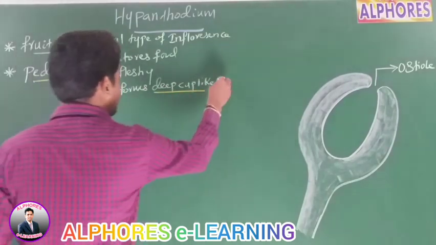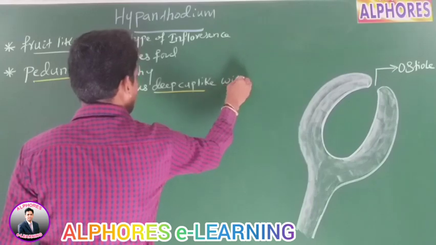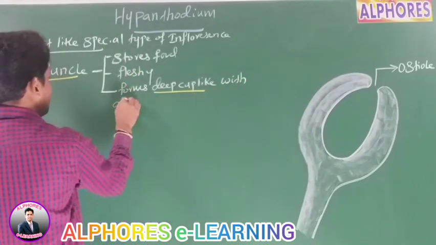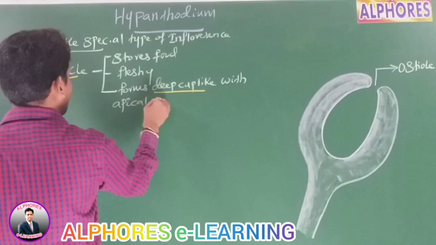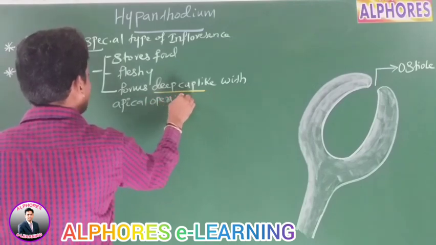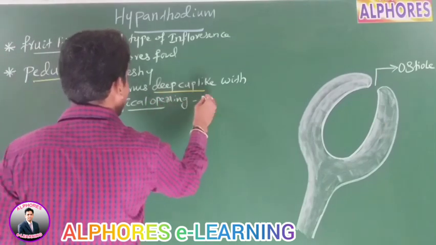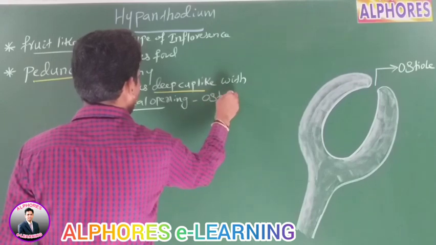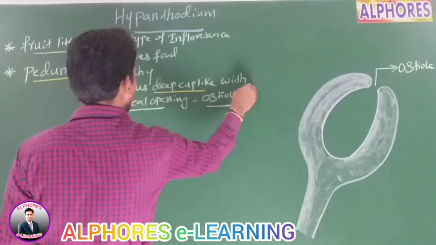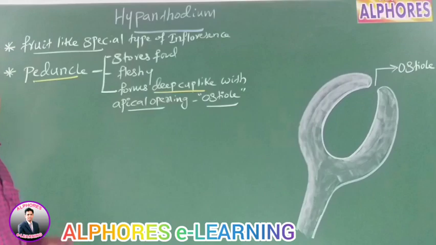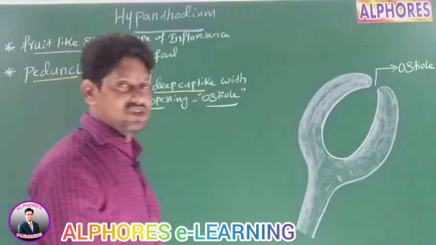This cup-like structure is with what? With apical opening. This cup-like structure is with apical opening. What is that apical opening called as? Ostiole. What is this apical opening called as? Ostiole. Is it okay? Now listen to the statements carefully.